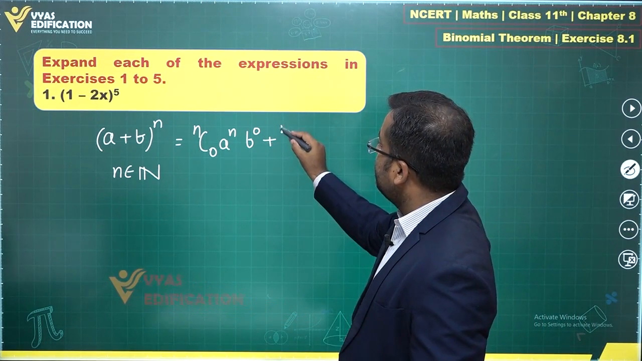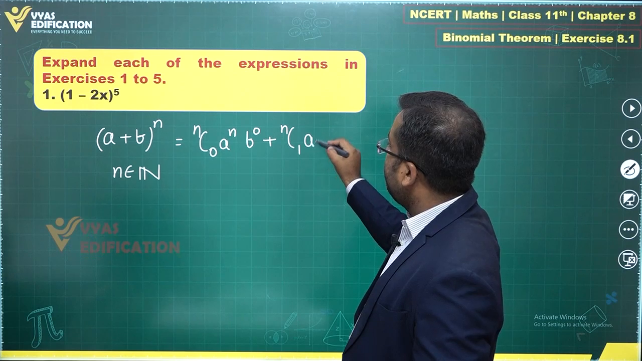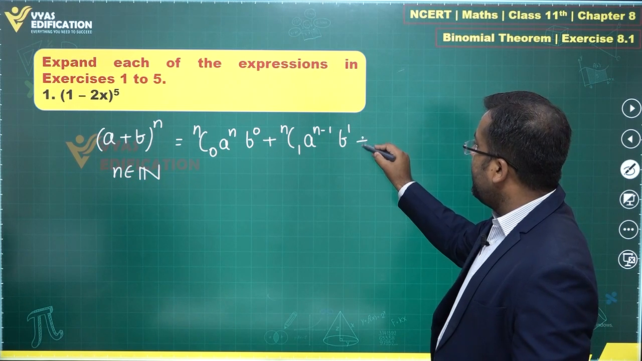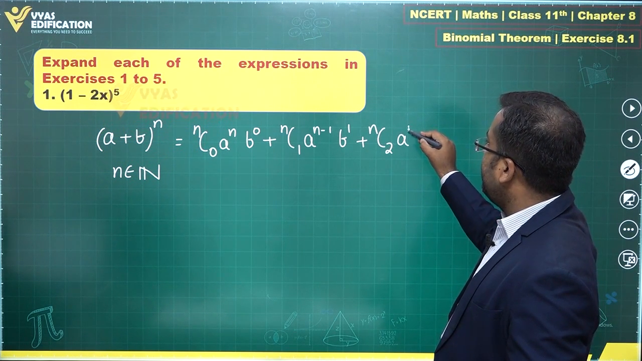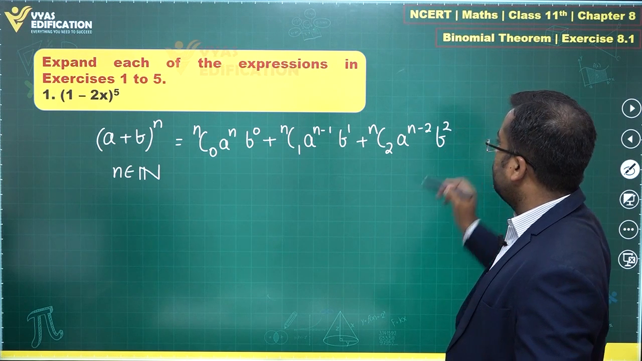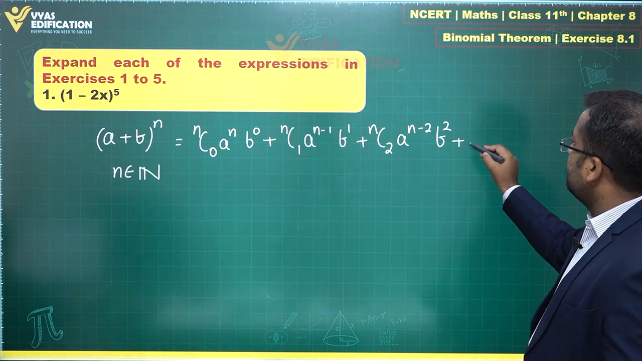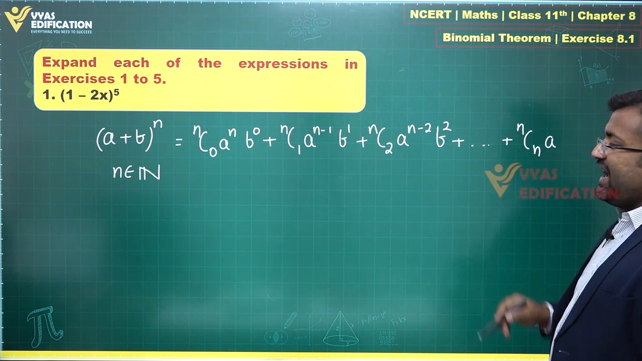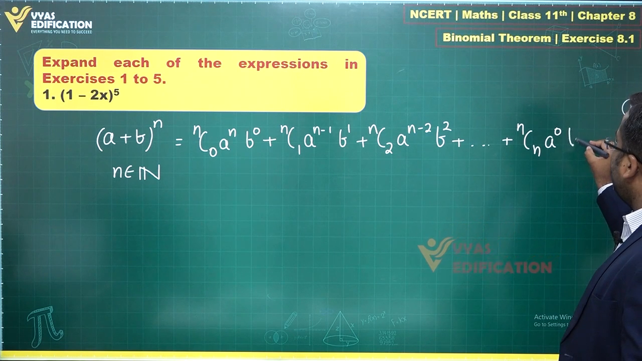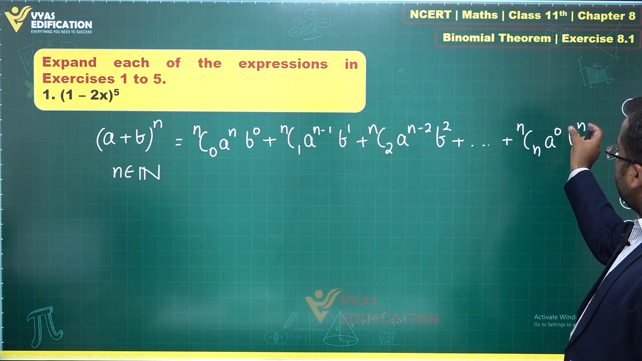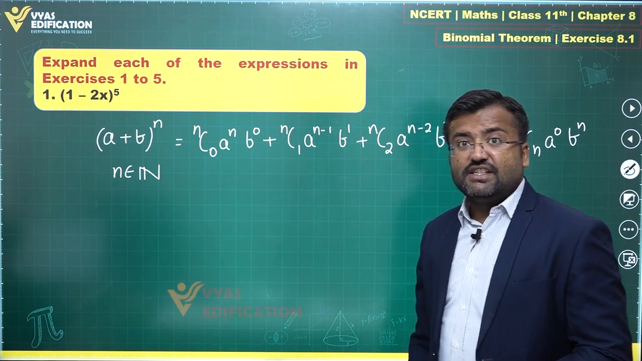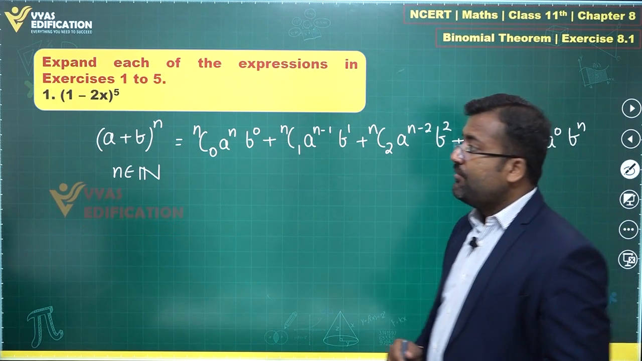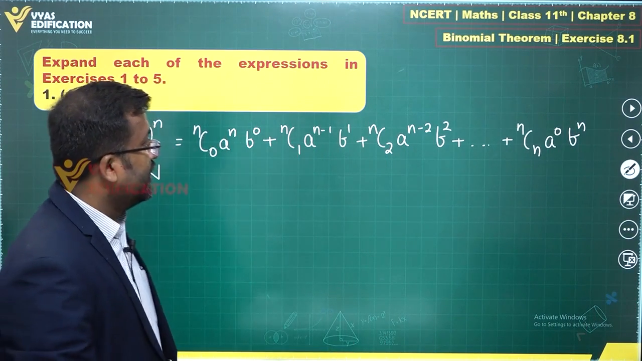In the next term you have nC1, the power of a will reduce by 1, the power of b will increase by 1. The next term will be nC2, a power n minus 2, b power 2, plus dot dot dot, and the last term is nCn, a power n minus n, which is a power 0, and b power n. The sum of indices of a and b in all these terms is n. The number of terms is n plus 1. This is the binomial theorem for positive integral index.